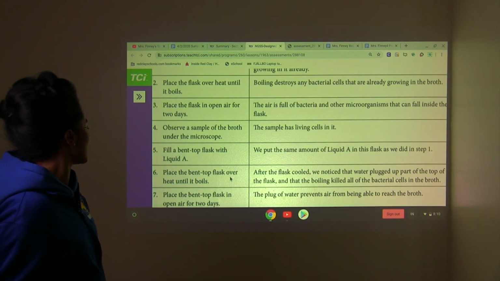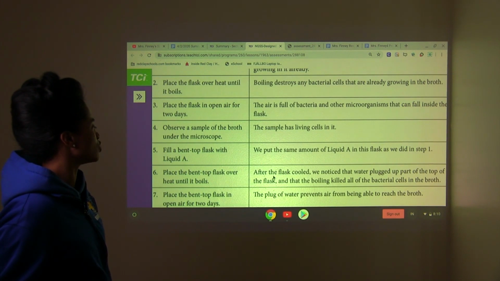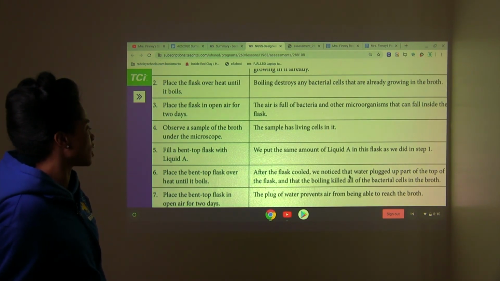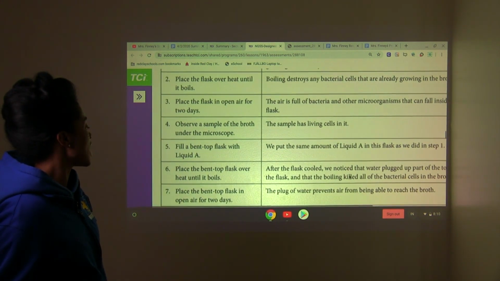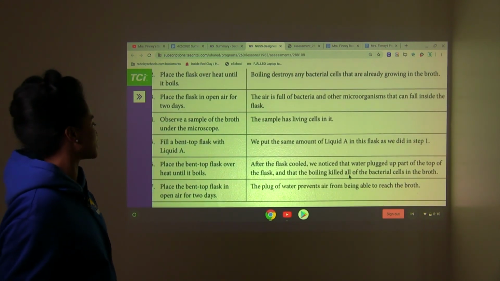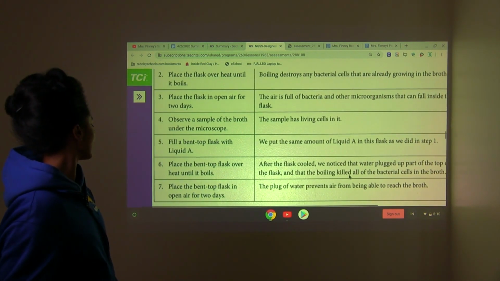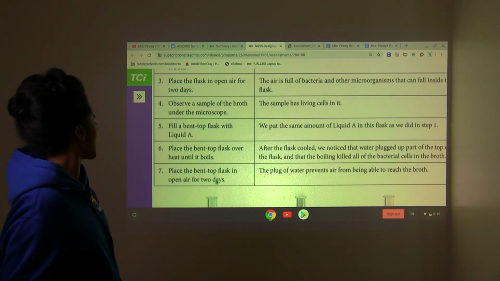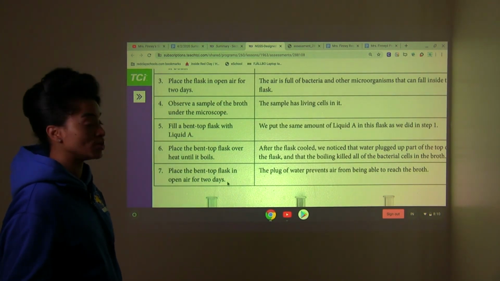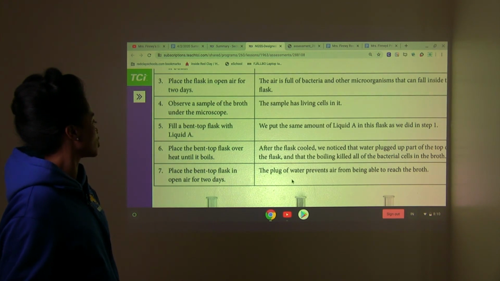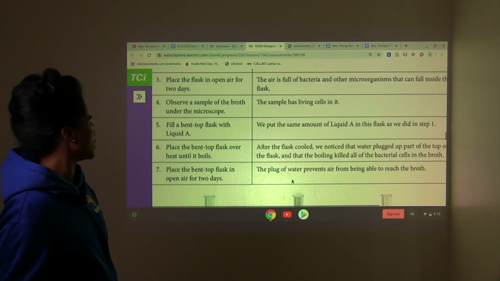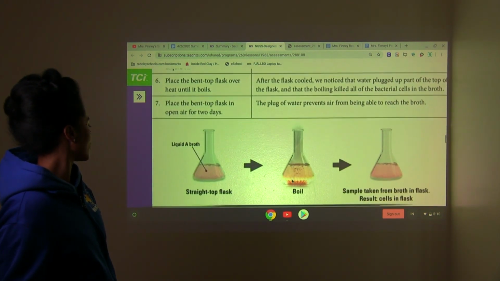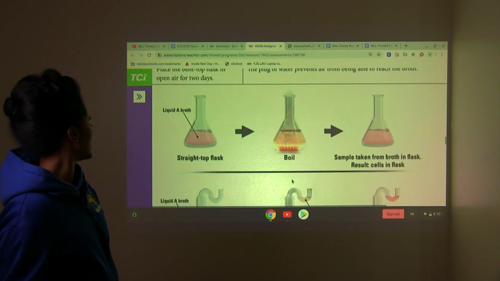6, place the bent top flask over heat until it boils. After the flask cooled, we noticed that water plugged up part of the top of the flask and that the boiling killed all of the bacterial cells in the broth. And 7, place the bent top flask in open air for 2 days. The plug of water prevents air from being able to reach the broth. All right, so here's a visual.